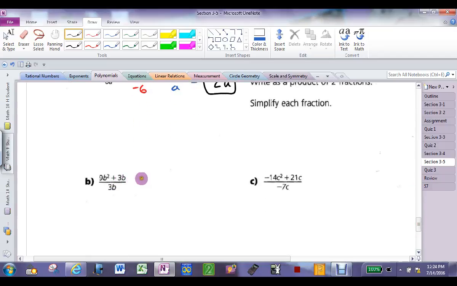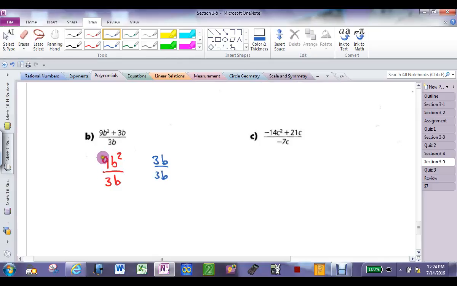Okay. What about this one? What have I got first? 9b squared over 3b. And 3b over 3b. Numbers with numbers. What's that? 3. Letters with letters. B. What's that? 1 plus 1. Done. Everybody good?